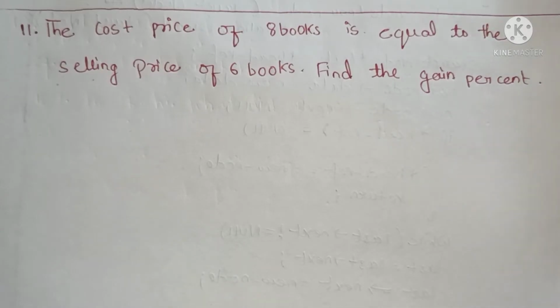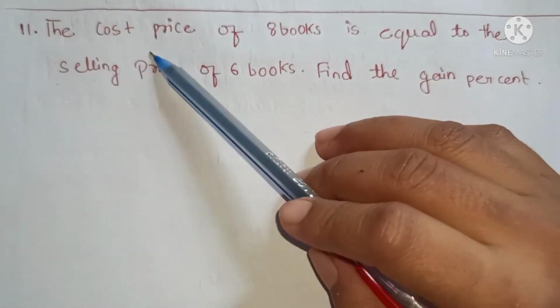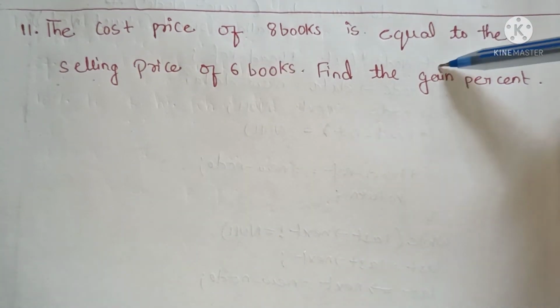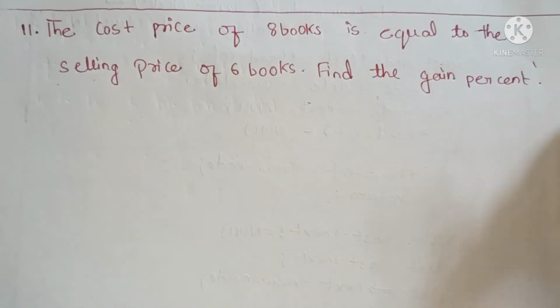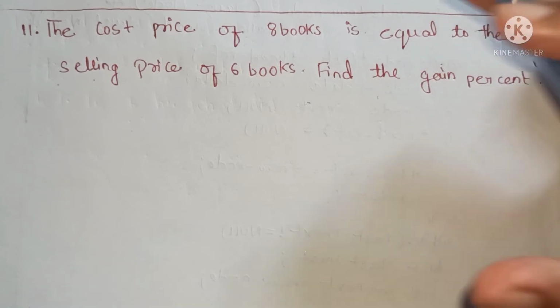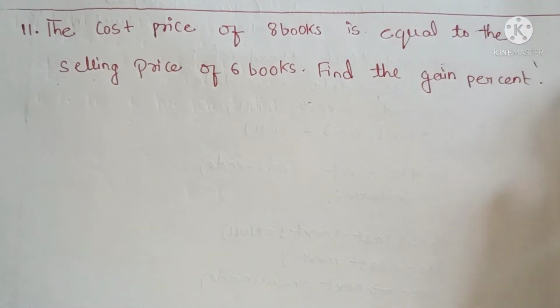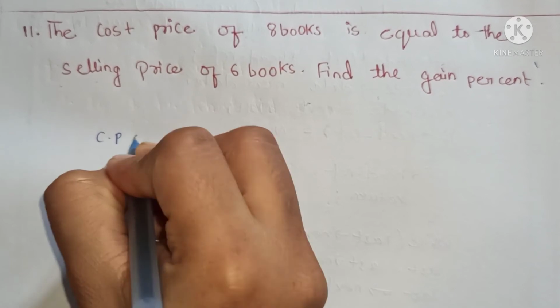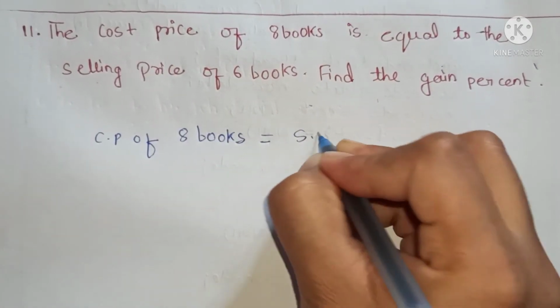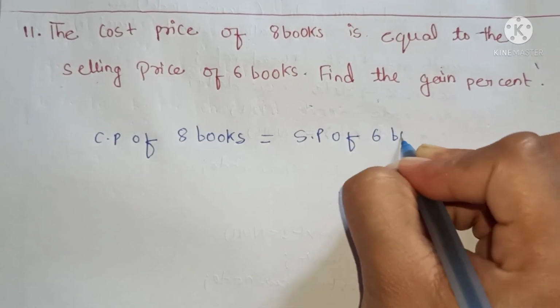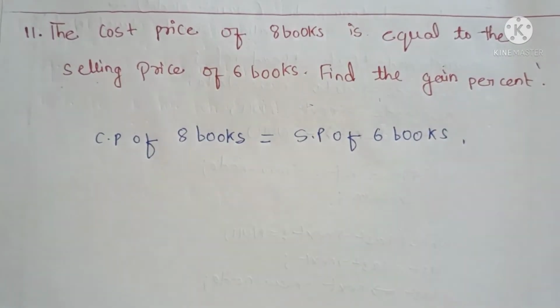Welcome back, children. Let us continue with the profit and loss question. Question number 11. The cost price of 8 books is equal to the selling price of 6 books. Find the gain percent. So here the cost price or the selling price, nothing is given. But what is given? That the CP of 8 books is equal to the SP of 6 books. Only this is given.